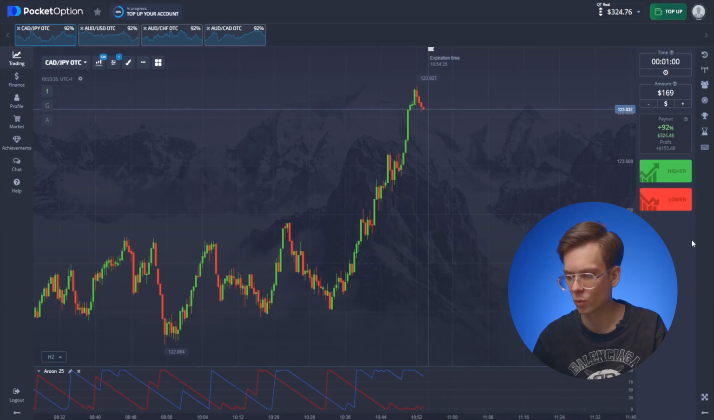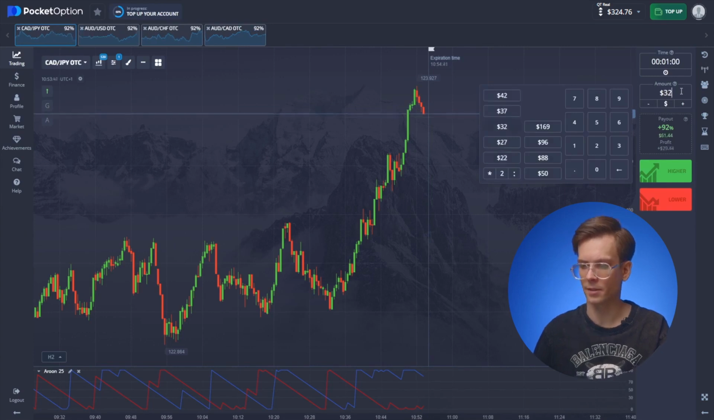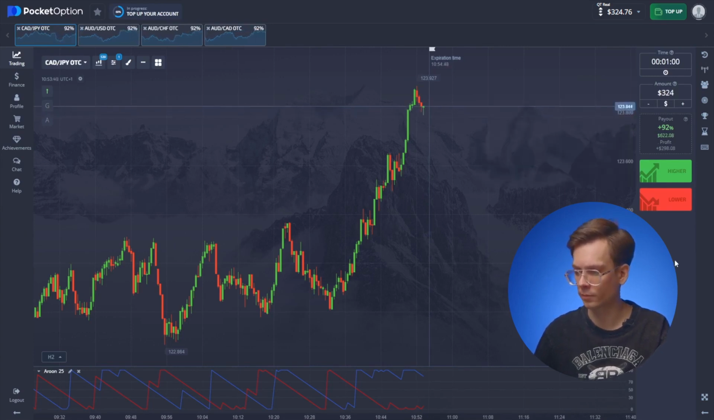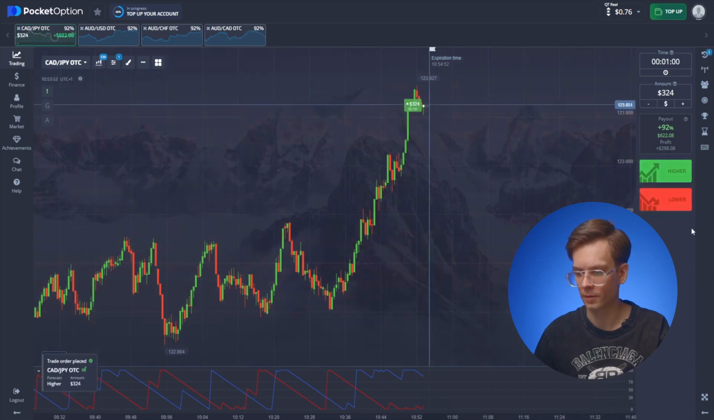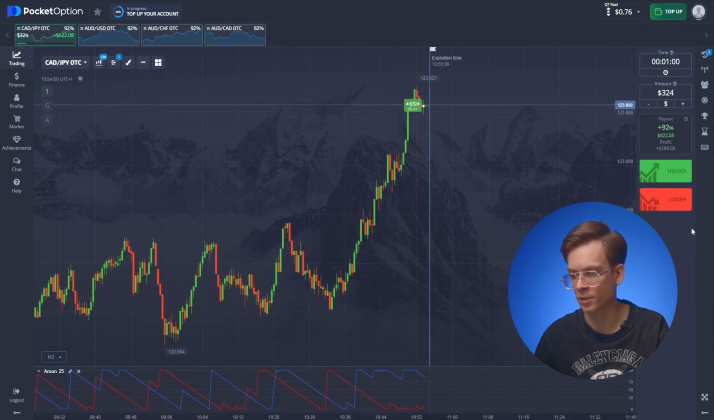Moving on. Skipping Aussie and Canadian for now. It's gonna be Canadian and yen. Investing the entire amount and going long. It seemed like there was a reversal on the chart, but it turned out to be just a minor retracement. Arun helped me understand that the uptrend will continue.